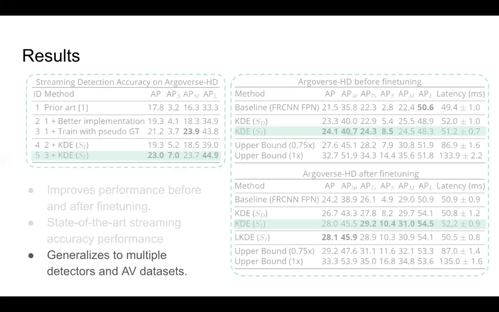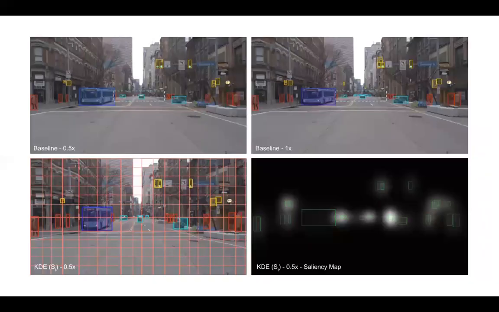FOVEA also generalizes well to multiple detectors, including RetinaNet and YOLOF, and multiple AV datasets, including BDD100K, boosting performance in all of these cases. Here are some qualitative examples of what FOVEA looks like in practice. Note the behavior of the detector at the horizon in the scene. Normal object detectors miss objects at 0.5x scale that they would otherwise pick up at 1x scale. Our method reconciles some of this difference.